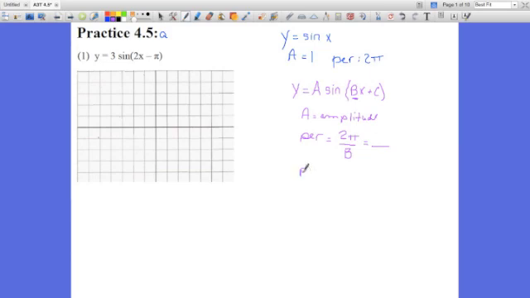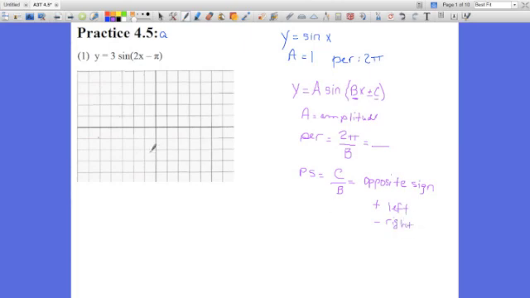And then finally, if there's a phase shift, we can determine how far to shift by taking the c number, the number that is added or subtracted in the argument, dividing it by b, just like we divided 2 pi by b up here, and when we simplify that, that will be our phase shift. Then we have to go opposite the direction of the sign, so that plus actually ends up being left and minus actually ends up being right.